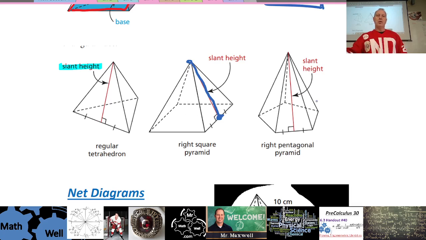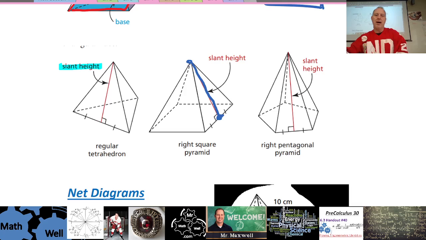Okay? So here is a triangular base pyramid. That's called a tetrahedron. A square base is a square pyramid. And a pentagon as a base is a pentagonal pyramid. Now the right part means this, okay? Let's get back to the right. What does right mean? Remember, right is 90 degrees, okay?